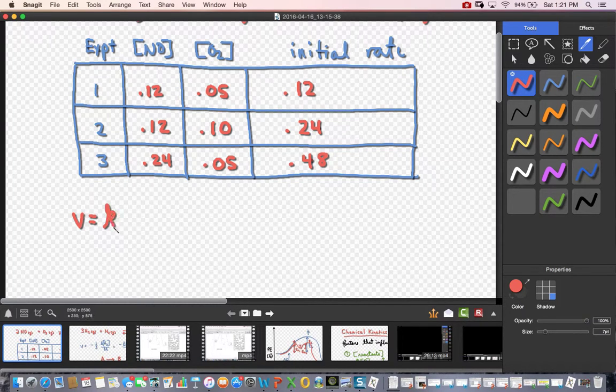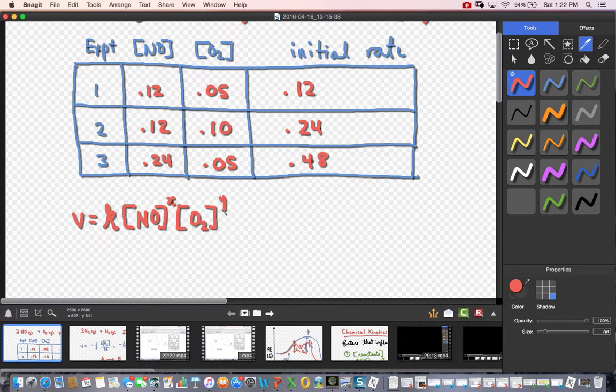Now this is a lowercase k, not to be confused with an uppercase K that is the equilibrium constant. The rate constant will come with units, whereas the equilibrium constant is unitless. Times the concentration of NO. But here's the deal. I do not know what the exponent is because I do not know if this reaction occurs in one step or more than one step. Times the concentration of O2 to yet another power.